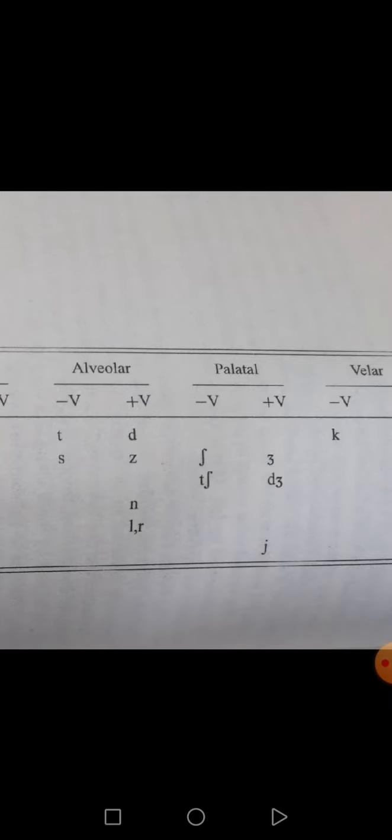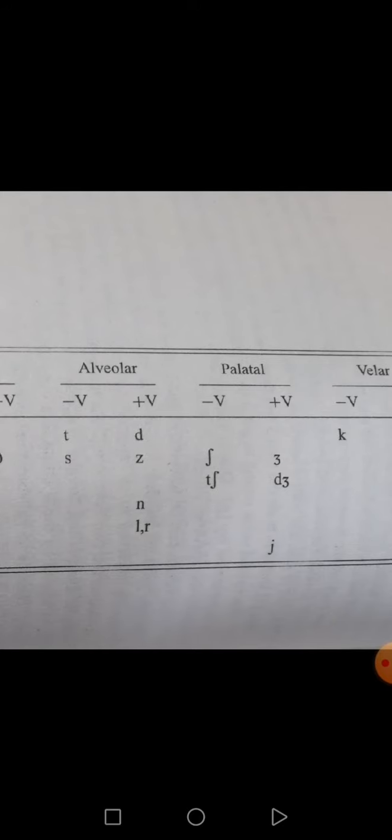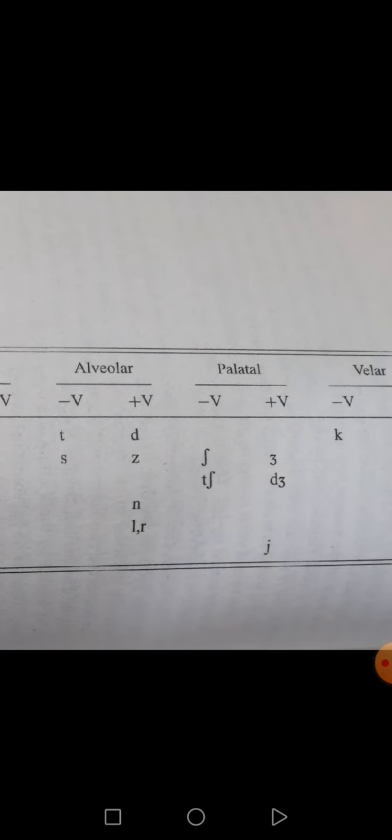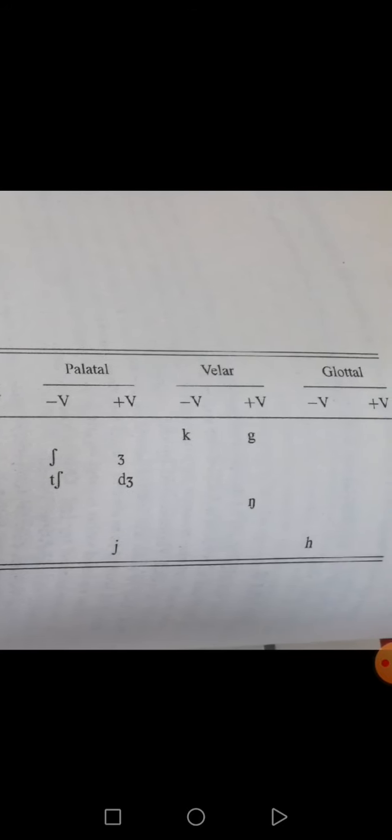What are they? The sh, which is voiceless, and the j, the j sound. Also, it produces the ch, as in church, and the sound j. The ch is voiceless, the j is voiced, and then we have the y sound, as in yellow. This is the hard palate, the palatal sounds.